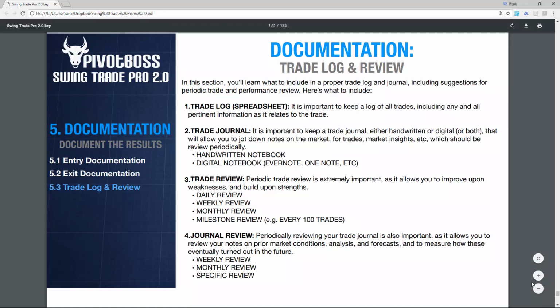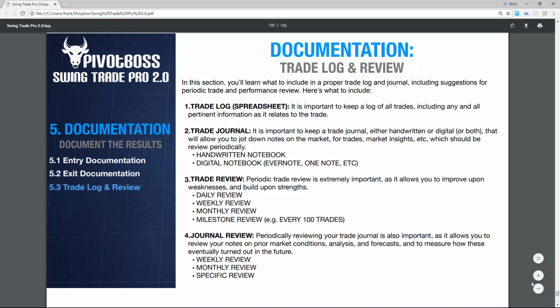Number 1, in a trade log, you can create a spreadsheet. It is important to keep a log of all trades, including any and all pertinent information as it relates to the trade. Again, I would not go over the top with creating a very detailed trade log. I've done that before. I've created incredible spreadsheets, and those incredible spreadsheets take incredible amounts of time to keep up, and then over time they just phase out and you don't use them anymore because you get busy. And so again, that's not what I want here.